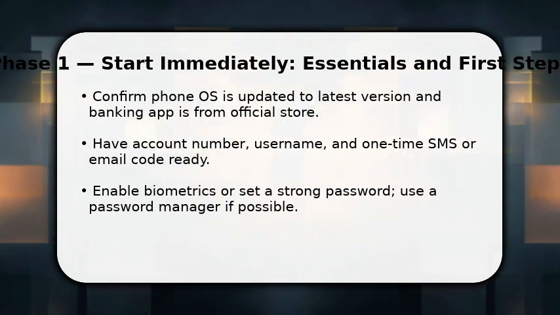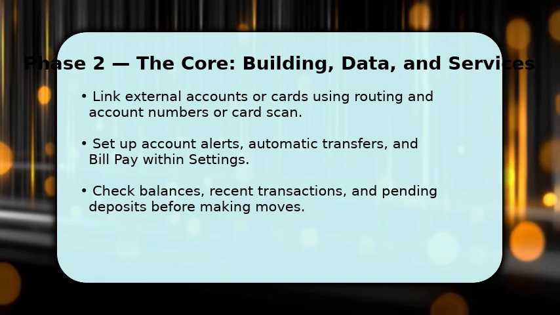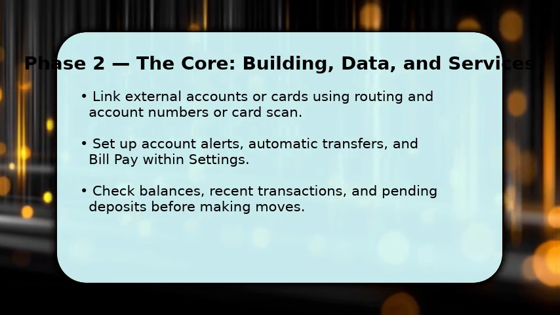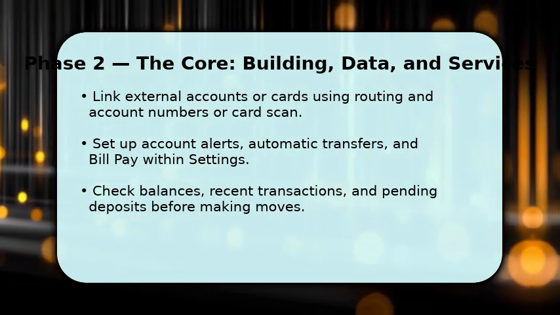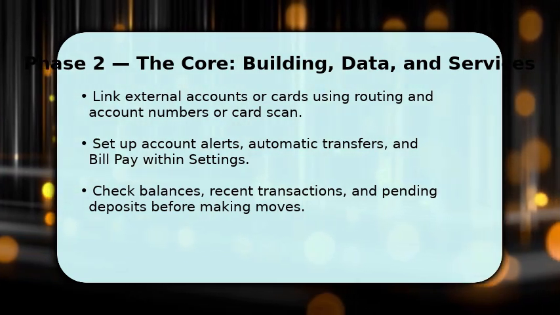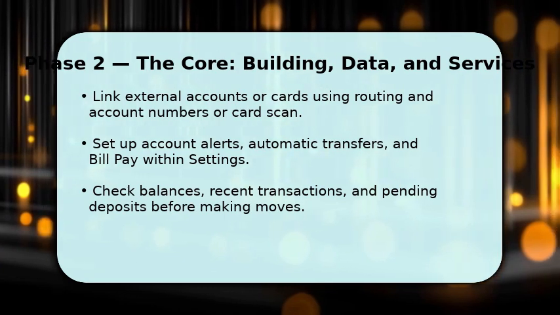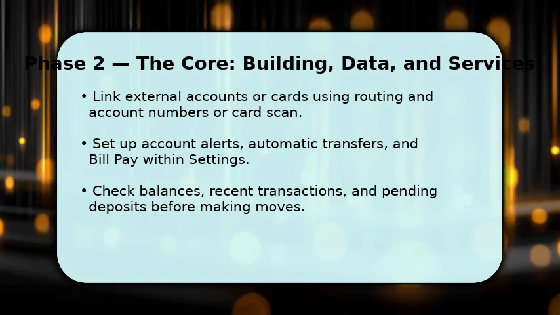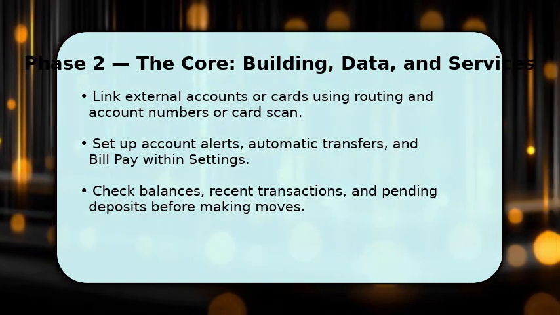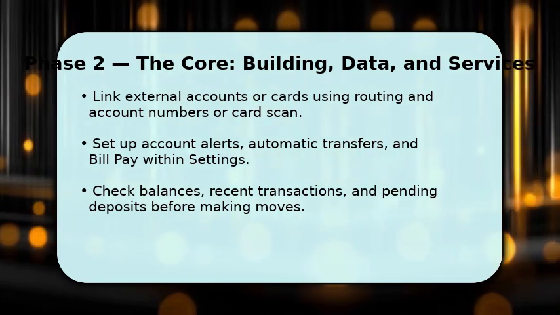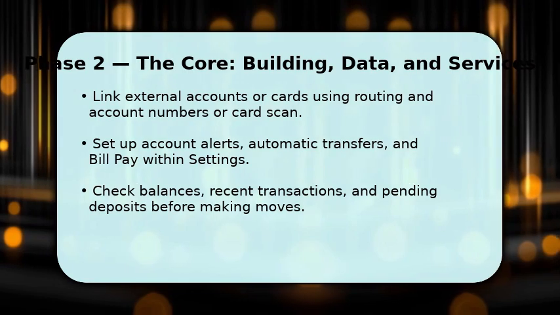After signing in, you set up core features. Link accounts or add a debit/credit card by scanning or entering numbers, then confirm microdeposits if required. Once linked, create payees and schedule one-time or recurring transfers. Use bill pay for utilities and save templates for repeat payments. You should also configure alerts for low balance, large transactions, and ATM withdrawals. This reduces mistakes and keeps you informed, so you can act quickly if something goes wrong.